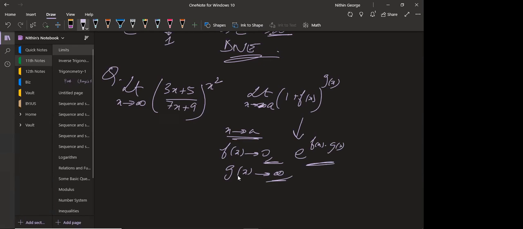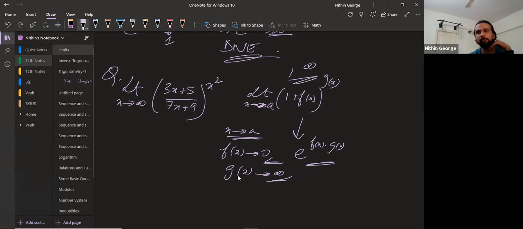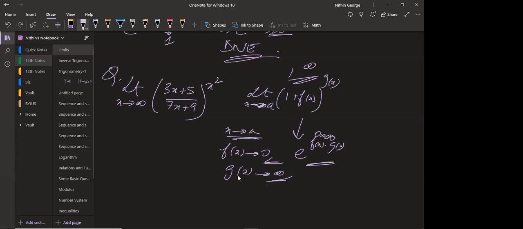Now basically you're converting 1 raised to infinity form into 0 into infinity form. And 0 into infinity form is something which is much easier. That's our logic here. Yes, sir. Got it. All right.